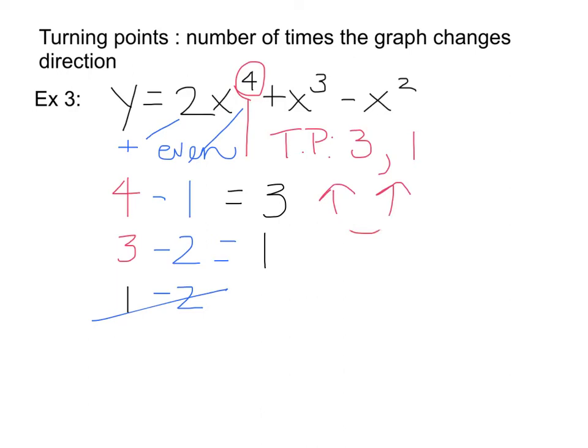You only care about what's happening at the ends. So on the left-hand side, my arrow is pointing up. On the right-hand side, my arrow is pointing up, so my end behavior is up and up.